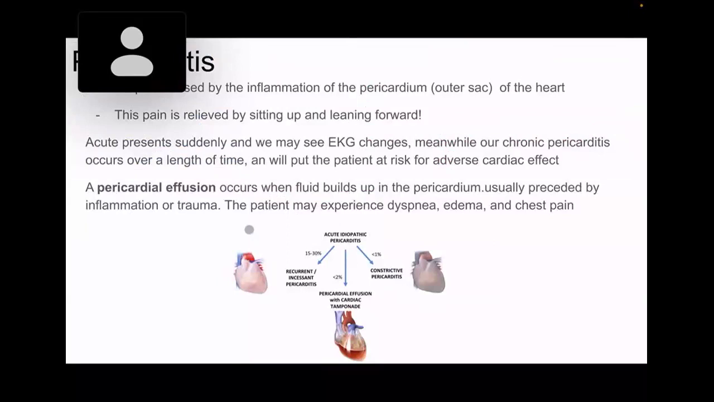All right, pericarditis. This is pleuritic pain caused by inflammation of our outer sac of the heart. However, what's interesting about this pain, and this is how we really differentiate pericarditis from some other cardiac issues, is that the patient's pain will be relieved if they sit up and lean forward. We don't really see that with anything else, like with heart attacks and whatnot. But essentially with pericarditis, when we have acute pericarditis, we're going to see those EKG changes. However, with chronic, we're not going to see the EKG changes, but it puts them at increased risk for heart failure.